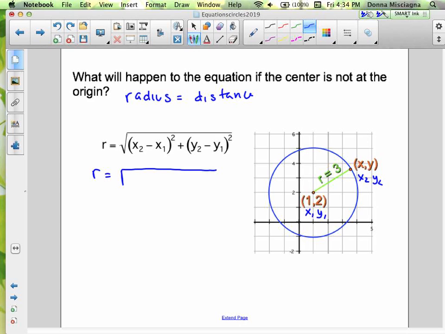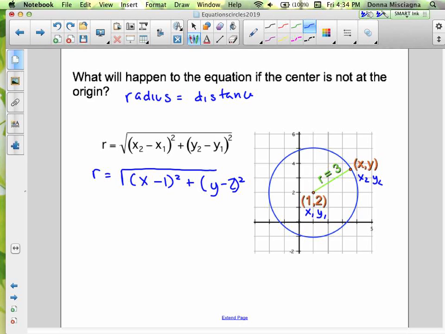All right, so we have r equals the square root of, and for x2, we're going to leave that being an x, and then x1 is minus 1, squared, plus y2 is y, minus 2, squared. Well, maybe we don't want the square root. Let's get rid of the square root, because none of our equations of circles have square roots in them.